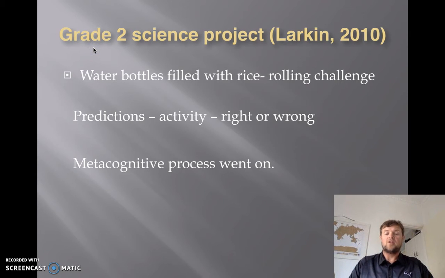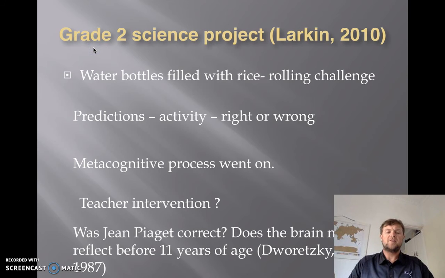So this was an example of a metacognitive process going on, but it was very teacher-led. So throughout the lesson, there was intervention, guiding, questioning from the teacher. This led me to think, was Jean Piaget correct? Does the brain not reflect before 11 years of age? This is when it leaves the concrete stage of operations.